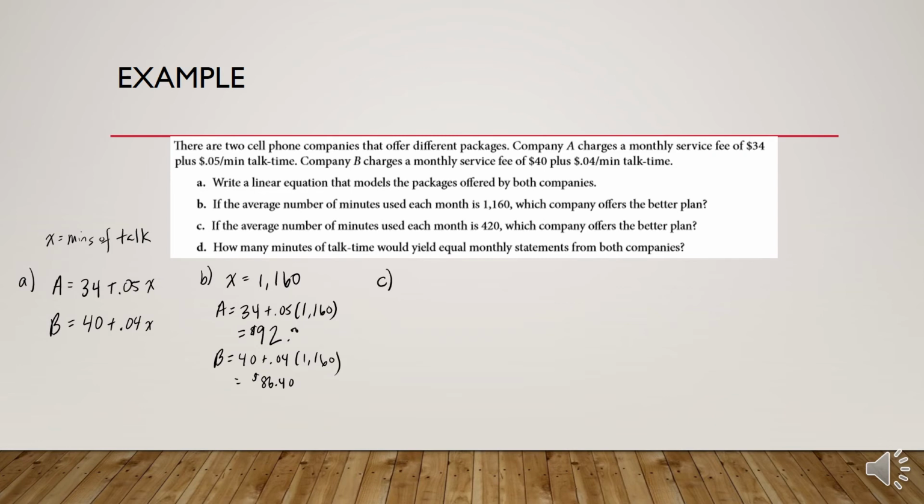Now let's say that the average number of minutes each month is only 420. Which company offers the better plan now? So we'll do the same thing. We'll plug in 420 to each equation.